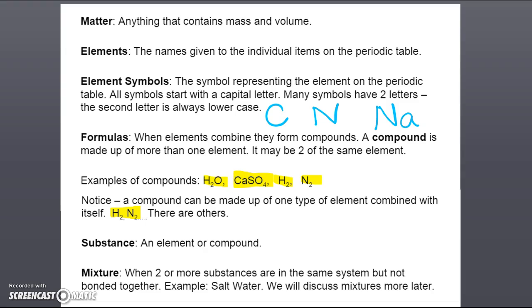When we refer to a substance in chemistry class, we're talking about an element or a compound. And when we refer to a mixture, we're talking about when two or more substances are in the same system but not bonded together. An example would be salt water, and we'll discuss some mixtures more at a later date.